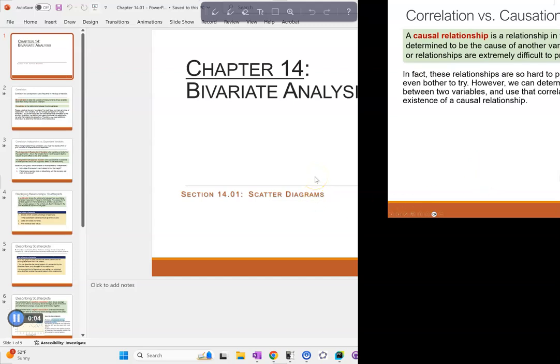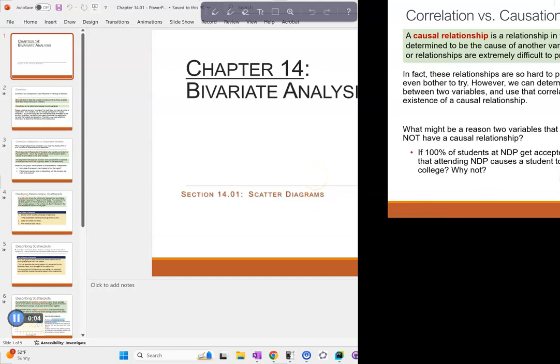All right, here's another example. It says, if 100% of students at NDP get accepted to colleges, could we say that attending NDP causes a student to get accepted to at least one college? Why or why not? Probably not, right? Why not? Is going to this school causing that to happen?